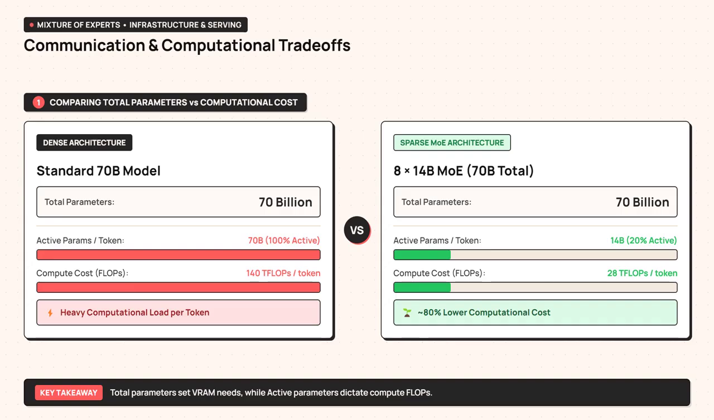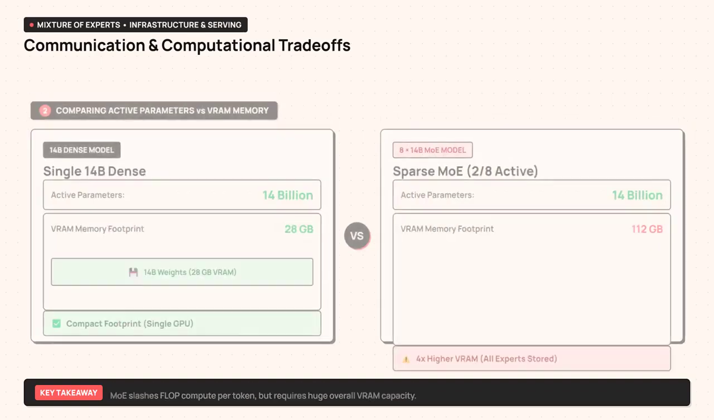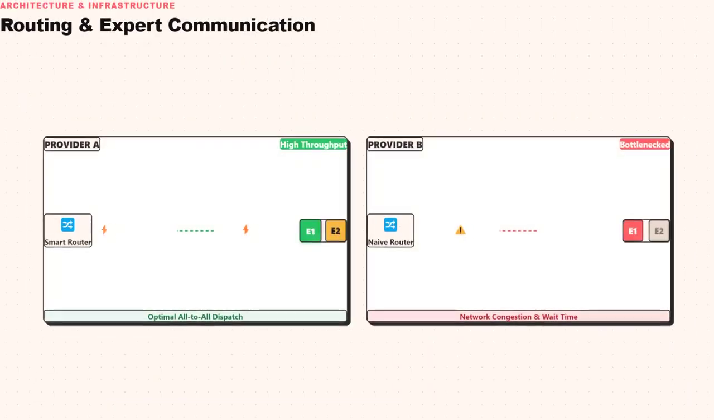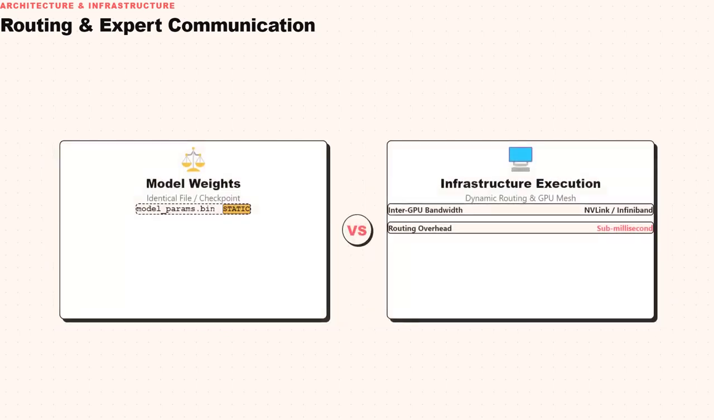Two models can have similar total parameter counts and very different computational costs. Two models can have similar active parameter counts and very different memory requirements. And the same MoE model can perform very differently, depending on how well a provider implements the routing and expert communication. This makes infrastructure a bigger part of model performance. The weights alone do not tell you the whole story.